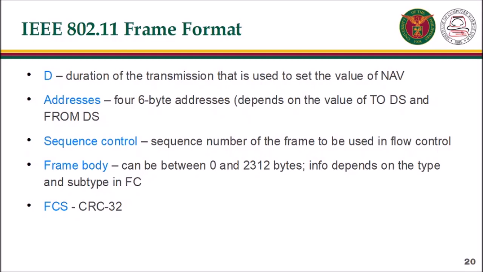There are 4 address fields, each 6 bytes long. The meaning of each address field depends on the values of the To DS and From DS subfields. The sequence control field, often called the SC field, defines a 16-bit value. The first 4 bits define the fragment number, the last 12 bits define the sequence number, which is the same in all fragments. The frame body field, which can be between 0 and 2312 bytes, contains information based on the type and subtype defined in the FC field. The FCS field is 4 bytes long and contains a CRC-32 error detection sequence.